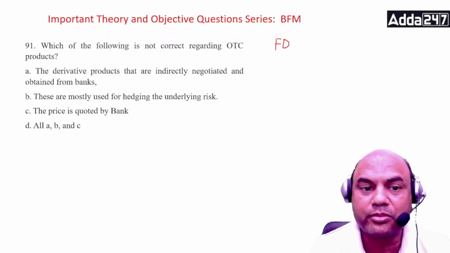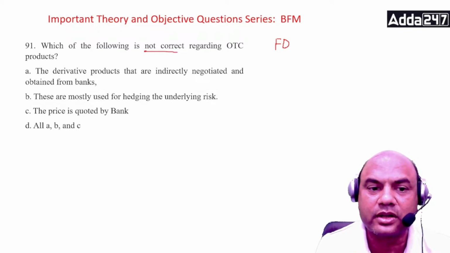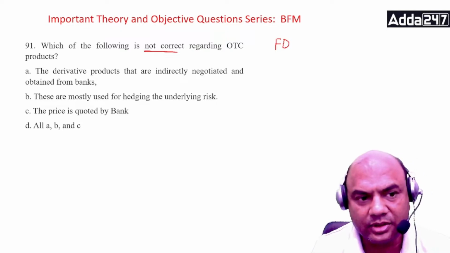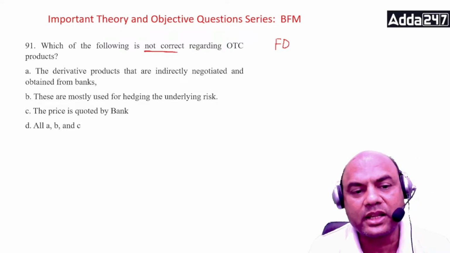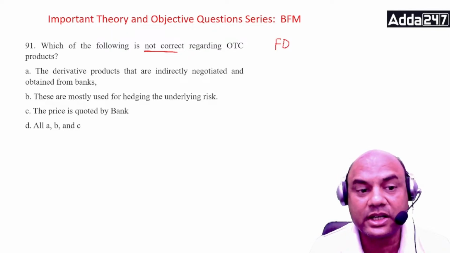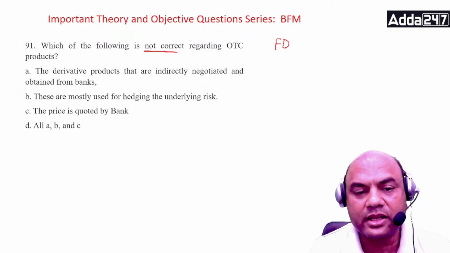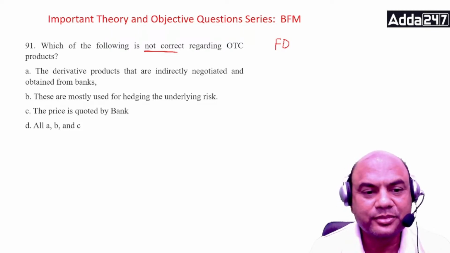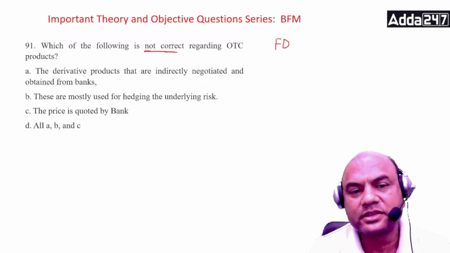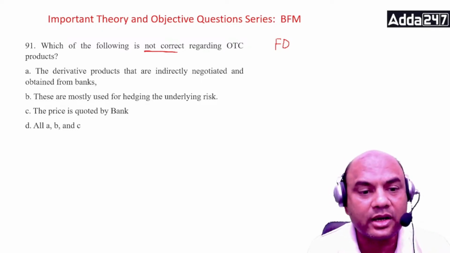Again, the main point which I always stress in all the lectures is you have to check whether it's a positive question or negative. So this is a negative question. The derivative products that are indirectly negotiated and obtained from the banks. These are OTC products. These are mostly used for hedging the underlying risk. The price is quoted by the bank. All A, B and C. So what is the answer? Here, not correct. You don't want the correct one, you want the not correct.